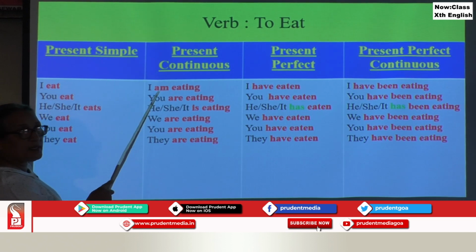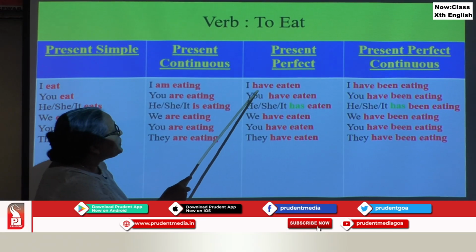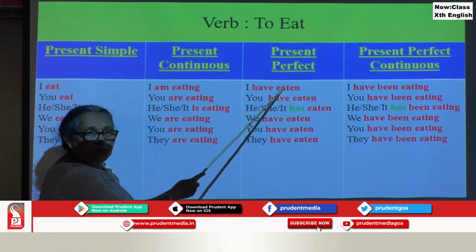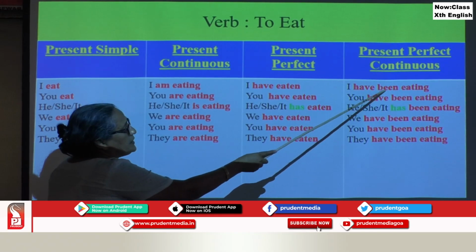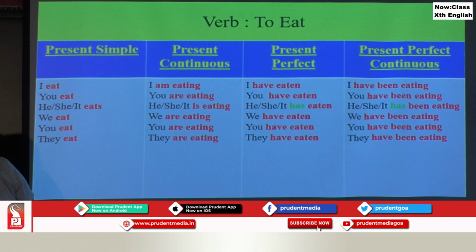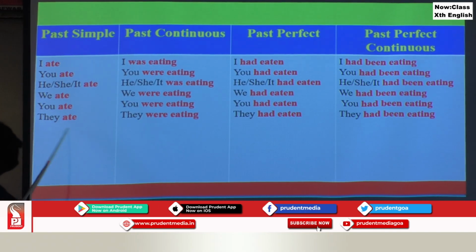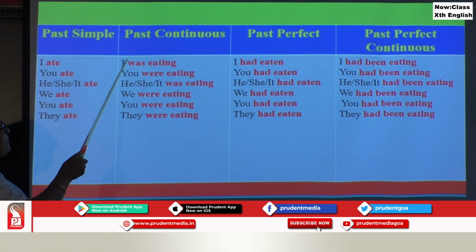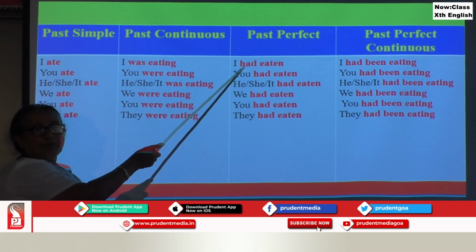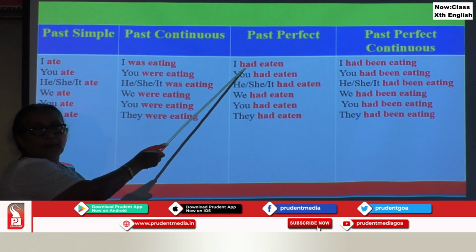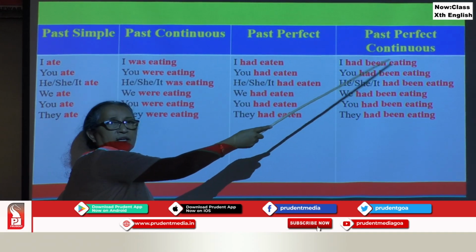Ing form plus verb to be. In the present simple form here and ing form here. Verb to have in the present simple form plus past participle. Here, present perfect of verb to be, have been, plus ing form. Past simple, I ate, you ate, he, she ate, we ate, you ate, they ate. Past continuous will be past simple of verb to be plus ing form. Past perfect will be, perfect is verb to have. So past simple of the verb to have plus past participle. Past perfect continuous will be past perfect of the verb to be plus ing form.